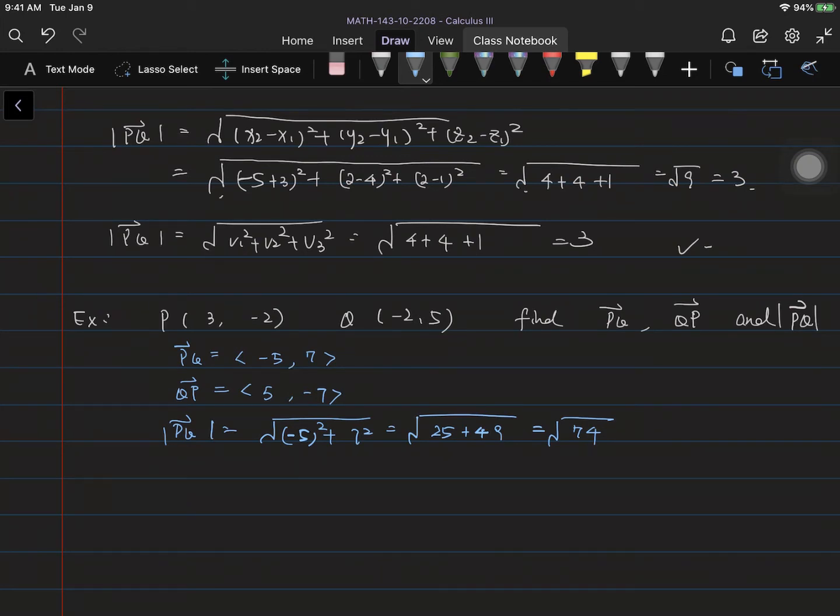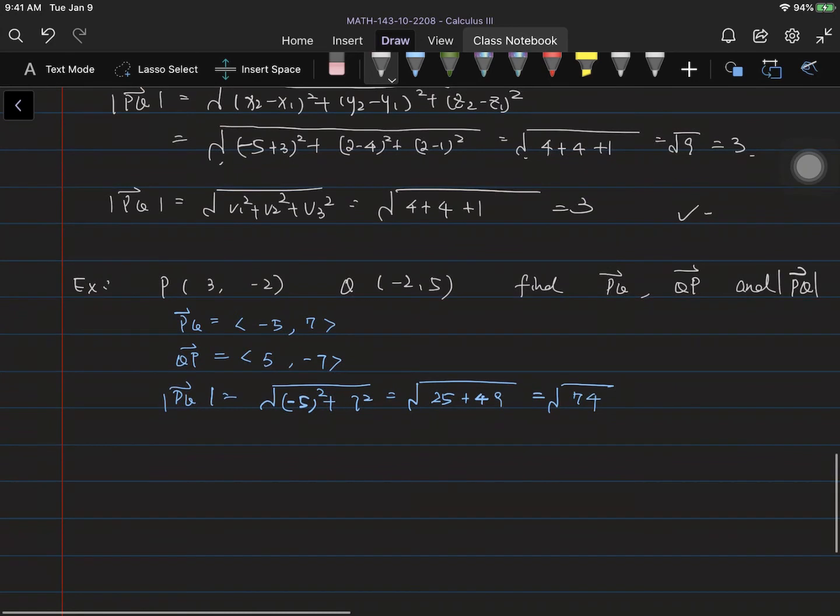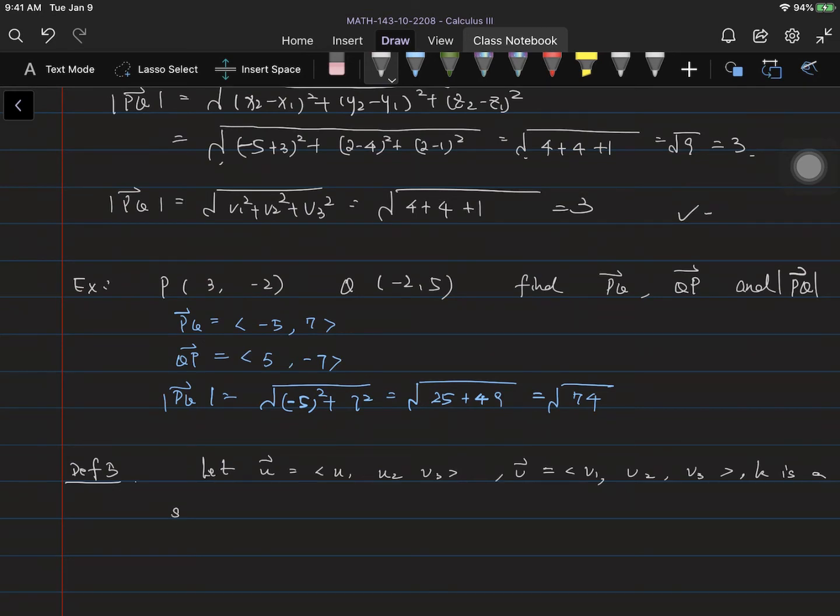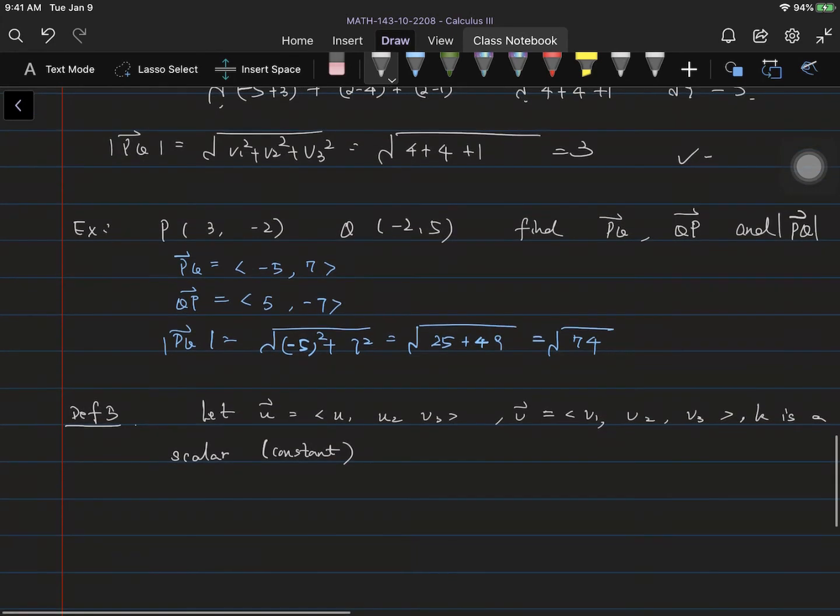Now let's take a look at the next definition, the addition and the scalar multiplication of vectors. Definition 5. So here we have two vectors. U equals U1, U2, U3. And the V vector is given by V1, V2, V3. Okay. And K is a scalar. Scalar, also sometimes we call that constant, right? But in vector space, we usually call that scalar. The first definition, addition of two vectors.